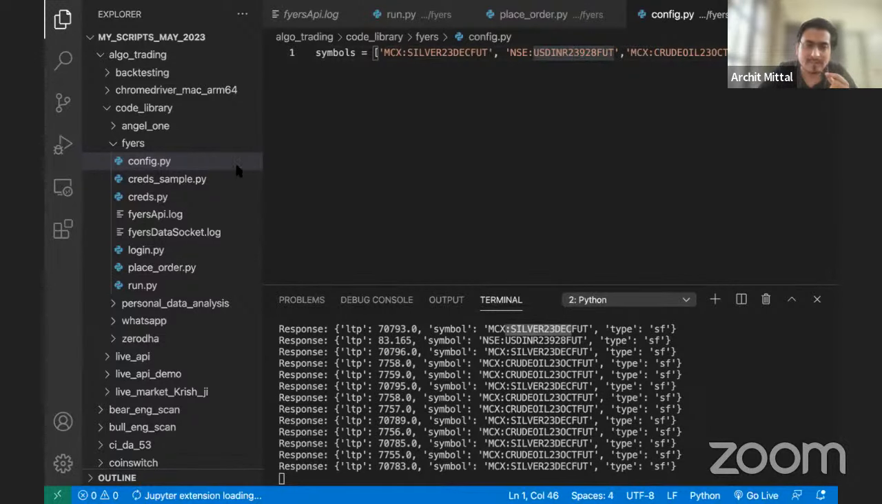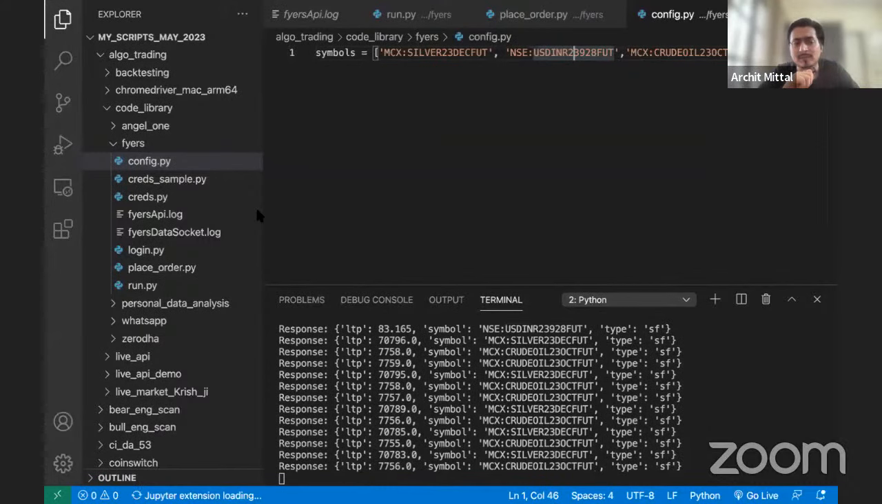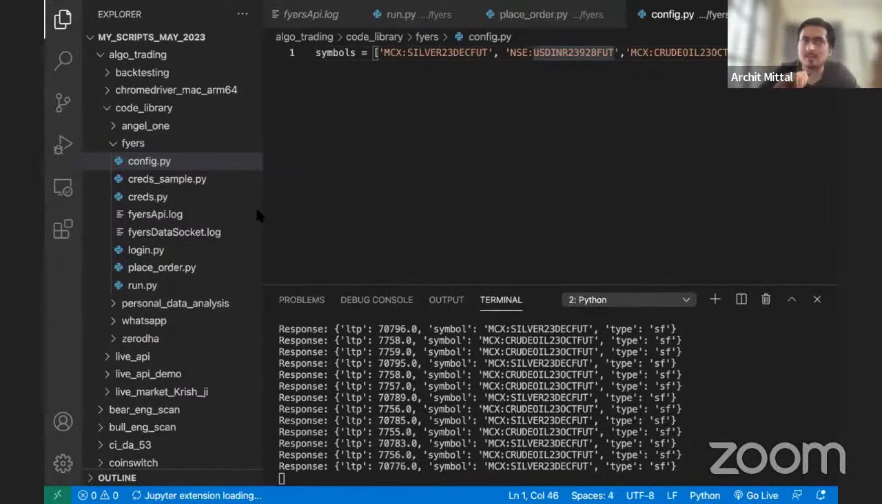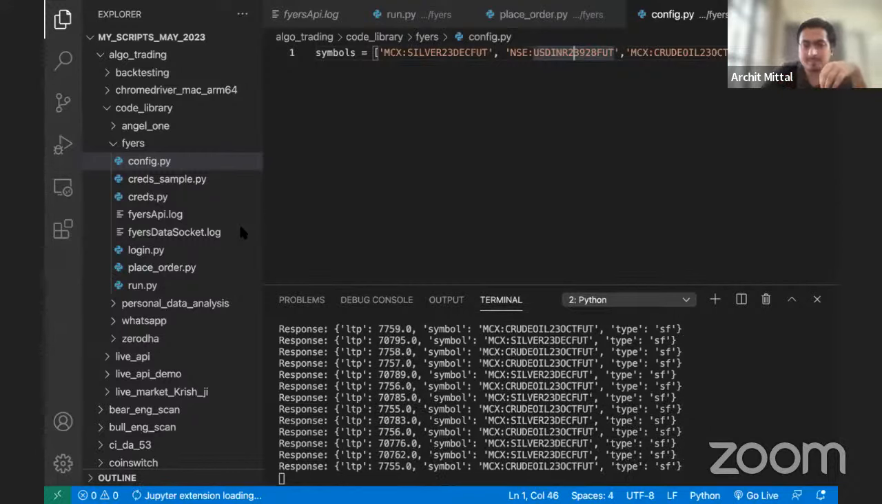Can this live data be passed onto an Excel sheet? Yes, it can be passed anywhere, an Excel sheet also, anywhere you want. If you want to store this data tick by tick, this is known as tick by tick data, because most of the exchanges or brokers will be giving you data which is not in a tick by tick format. They will be giving you the format of 1 minute historical data, right?